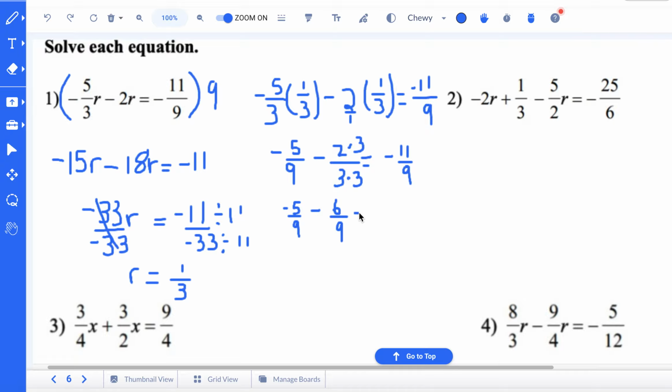And now that I have the same denominator, all I have to do is work with the numerators. Negative 5 minus 6 gives me negative 11 over 9. And that is what I need. So my answer is correct.